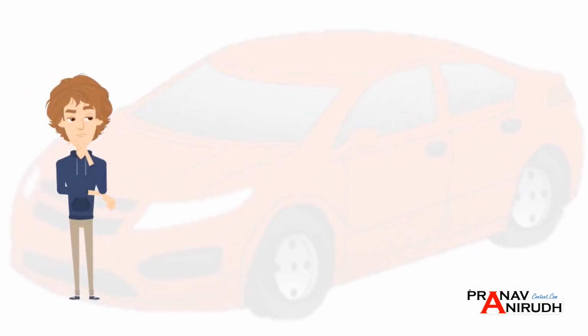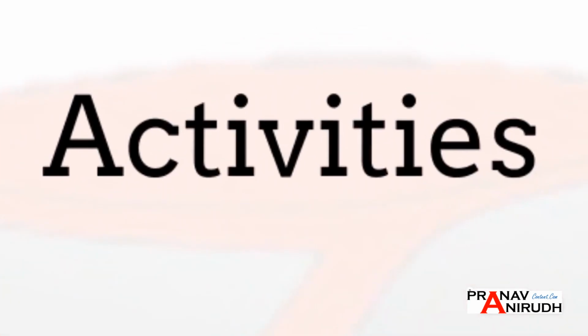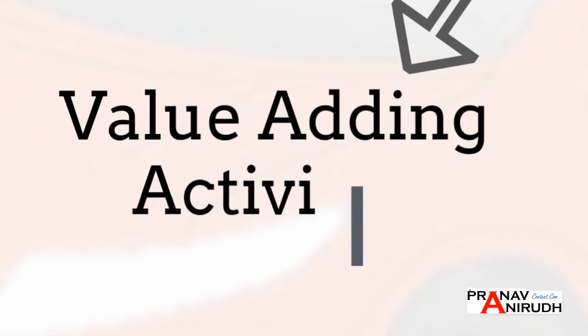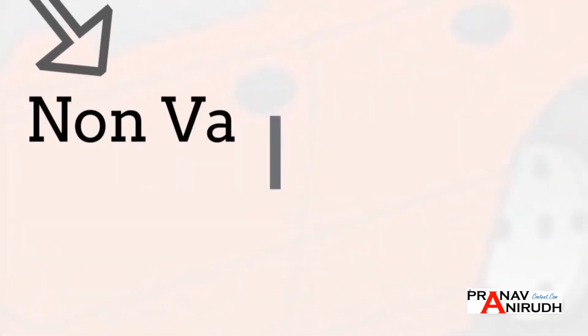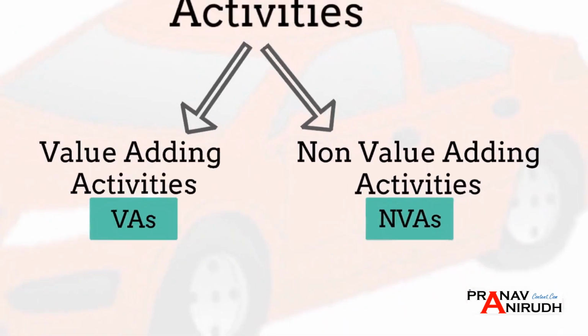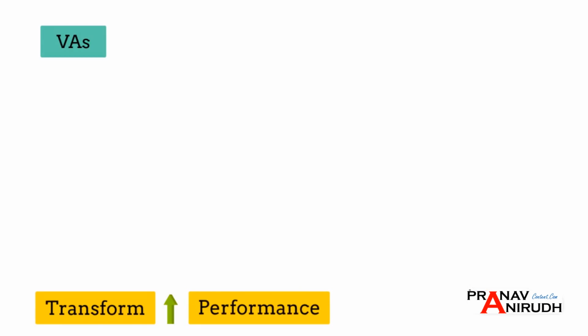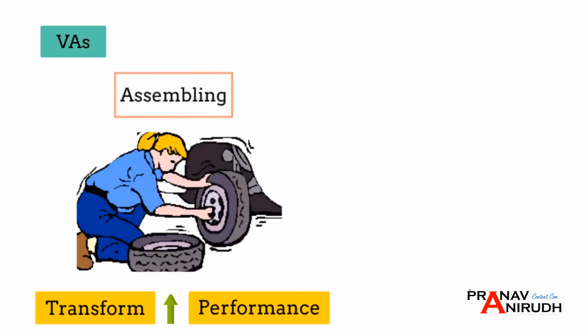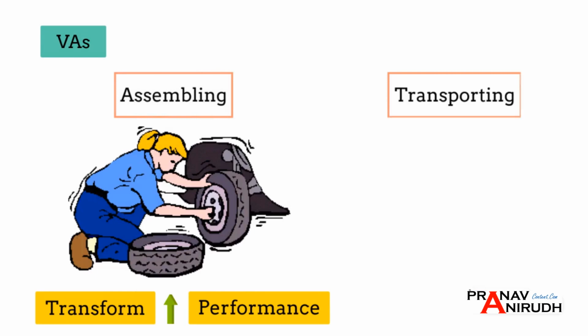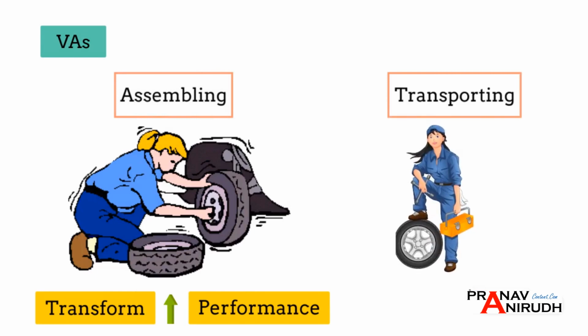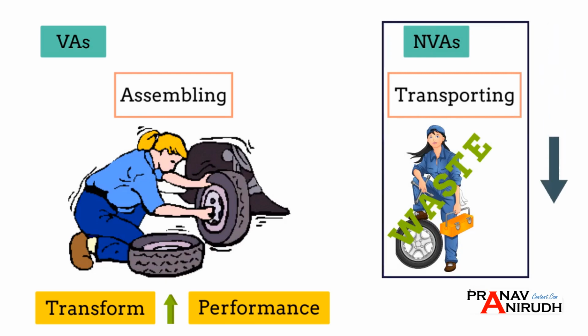While producing the car, there are two types of activities. One is value adding activities, VA, and the another one is non-value adding activity, NVA. The activities which directly transform the car and improve its performance are VA activities. Like assembling a tire is value adding activities, but transporting tools and tires to the car are non-value adding activities. Because time taken to move the tire doesn't add value, and this has to be minimized.